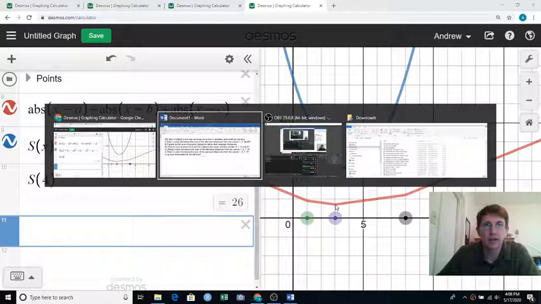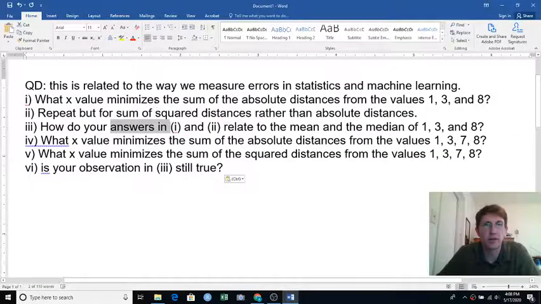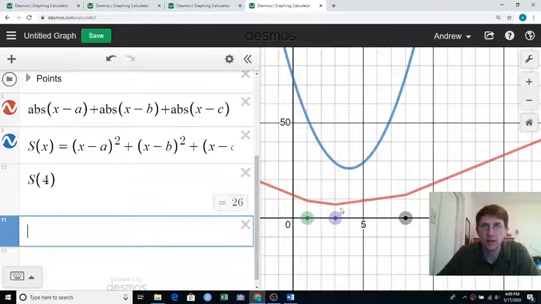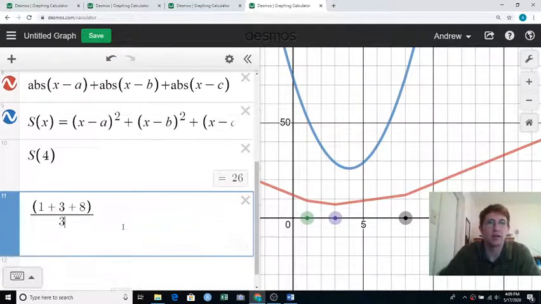And then we ask, how do our answers, the 3 for part 1 and the 4 for part 2, relate to the mean and the median of 1, 3, and 8? Well, the median is the middle value of 1, 3, and 8, and that was the thing that optimized the sum of absolute distances. So if you're looking for a single value that's as close as possible to other values, in the sense of summing their absolute distances from that one point, then the median is your answer. And the mean of 1, 3, and 8, 1 plus 3 plus 8 divided by 3, is 4, and that happened to be the value that minimized the sum of the squared distances.